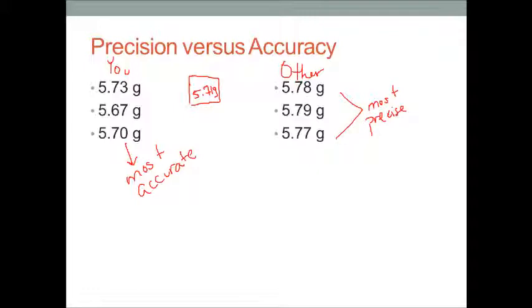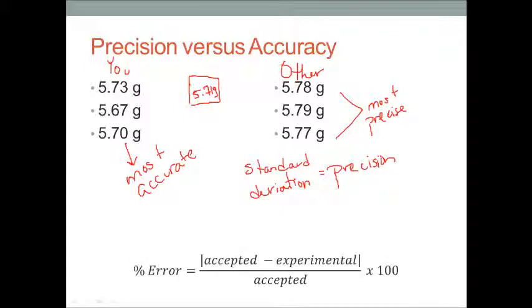Other than looking at the data points themselves, we can look at statistics. One thing we can look at is standard deviation. Standard deviation would tell you about the precision. The smaller the standard deviation, the more precise it is. Percent error tells you about the accuracy. Now, we're not worried about how to calculate standard deviation, but we will worry about how to do percent error.